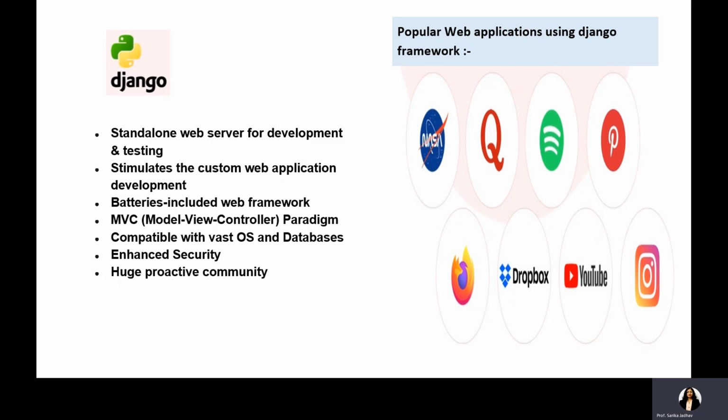As I mentioned, these are the top features of Django, which make the Django framework the most dominant in backend web development. It has a standalone web server for development and testing. Also, it stimulates custom web application development. It follows the MVC, model view controller, or model view template architecture. It is compatible with all the operating systems, and it also supports all the databases.